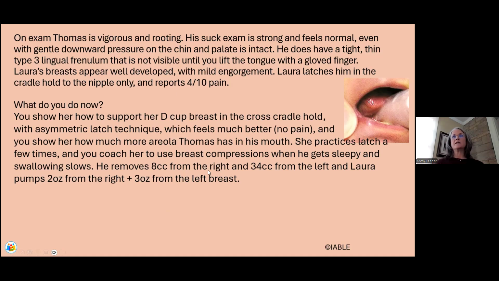But he only removes 8 cc's from the right and 34 cc's from the left, and you have her pump afterwards, and she gets 2 ounces from the right and 3 ounces from the left. So what are you going to recommend as a plan for these guys? Should we jump in and clip his tongue tie?